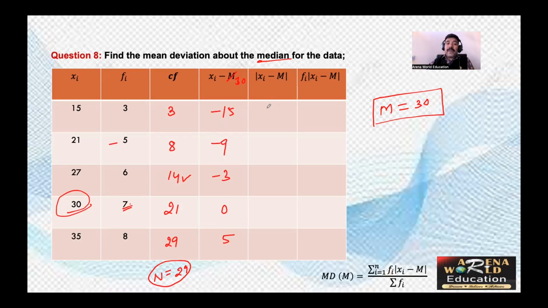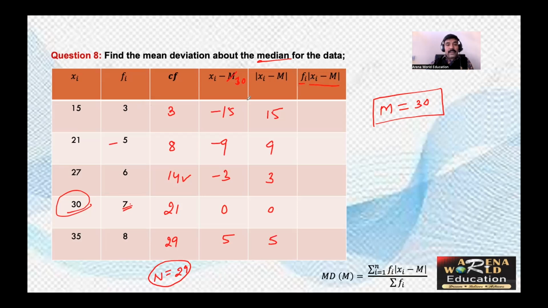Now we will find absolute values of each number. Absolute value of minus 15 will be 15. Minus 9, it is 9. Minus 3, it will be 3. And 0 and 5 will be as it is. Now, what is the next step? Yes, we will multiply each fi with mod xi minus m.